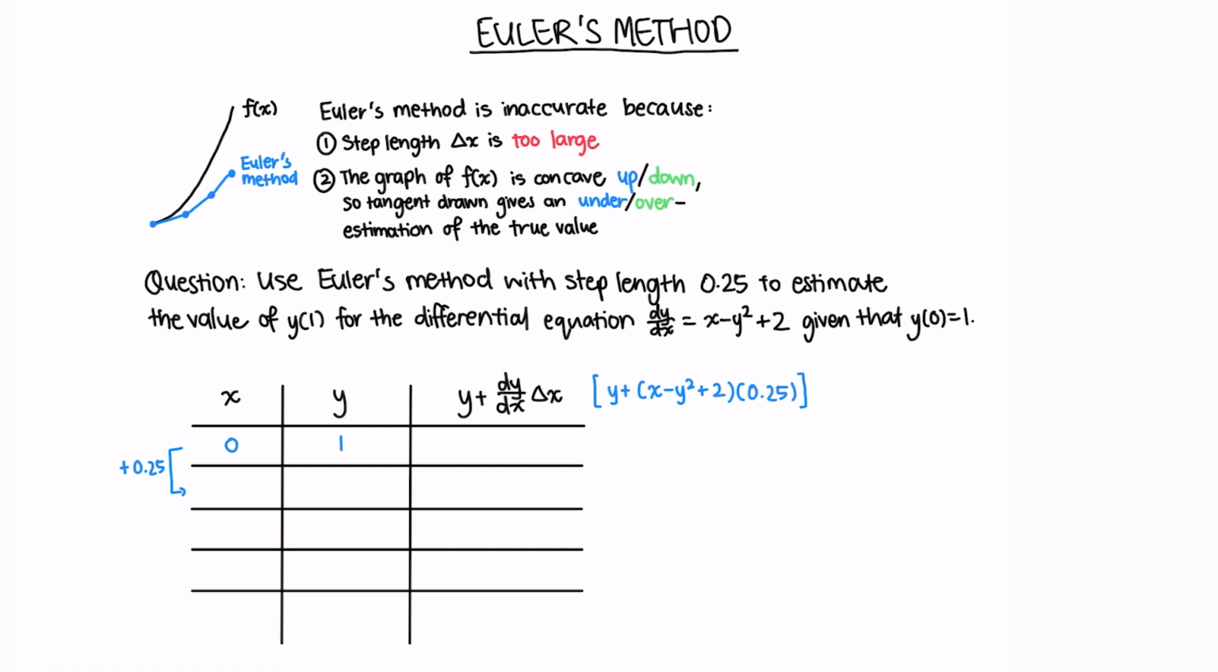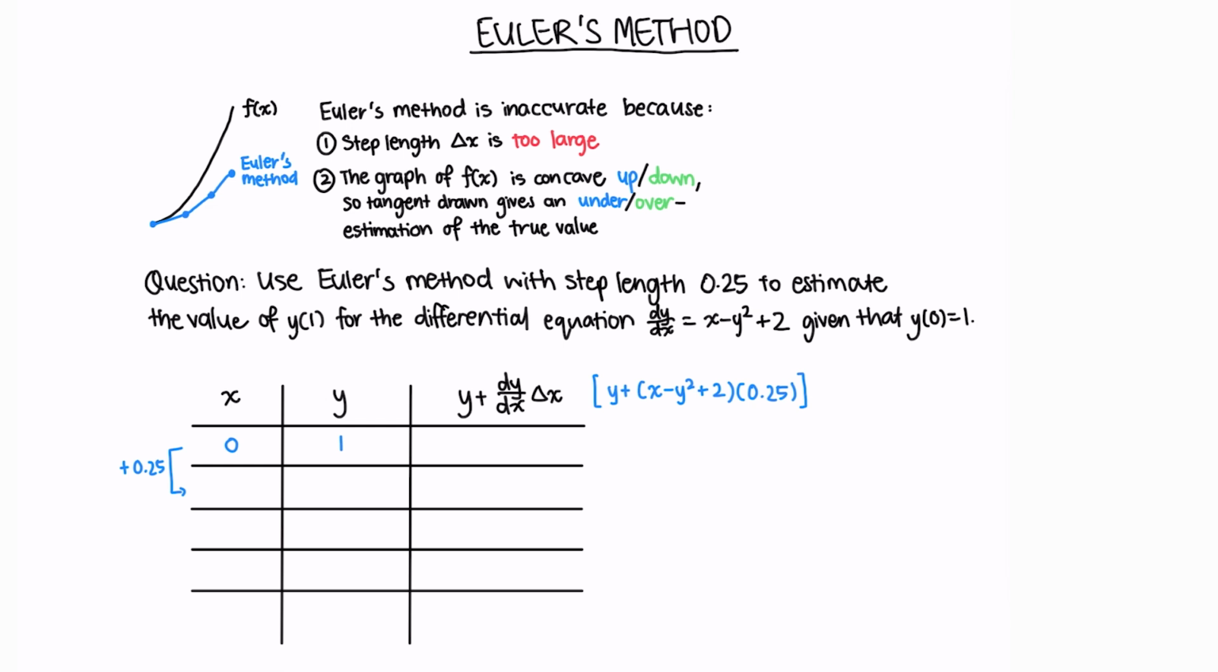Use Euler's method with a step length of 0.25 to estimate the value of y(1), meaning the value of y when x equals 1, for this differential equation over here, given that y(0) equals 1. y(0) equals 1 is your initial condition. So let's write our initial condition here. We have when x equals 0, y equals 1.